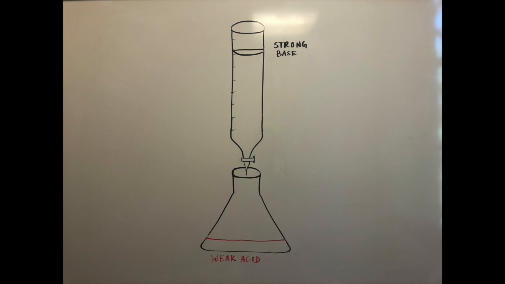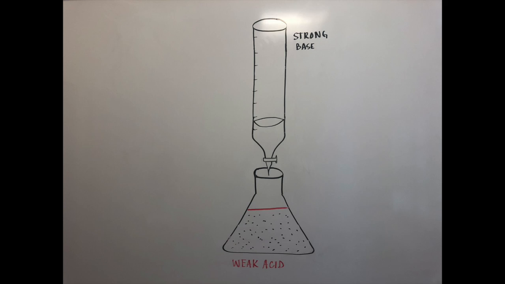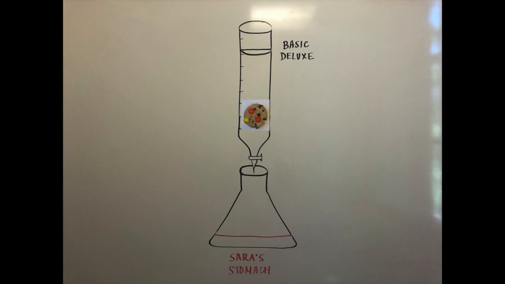Whoa, Sarah, before you dive in, we have to talk about one more thing. This is how to perform a basic titration. The strong base is placed in the burette, while the weak acid is placed in an Erlenmeyer flask. As base is added, the pH and volume increase, and the acid becomes titrated. For this titration, the cookies represent the base, and Sarah represents the acid.